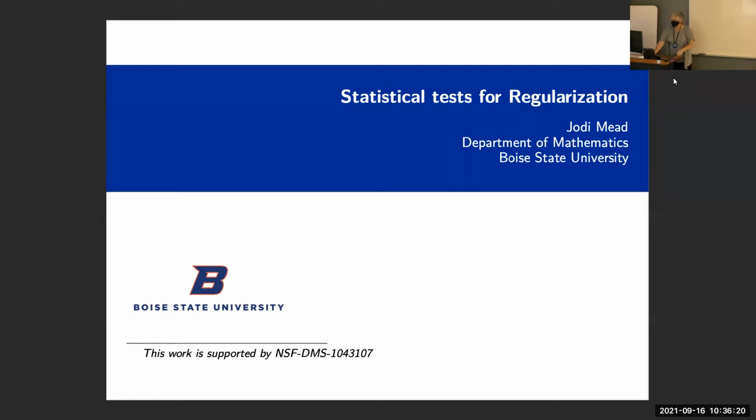So, statistical tests for regularization. This is a topic that I've worked on for a really long time. And as I go through the talk, hopefully you'll be able to see the different developments that I've made with my collaborators along the way.